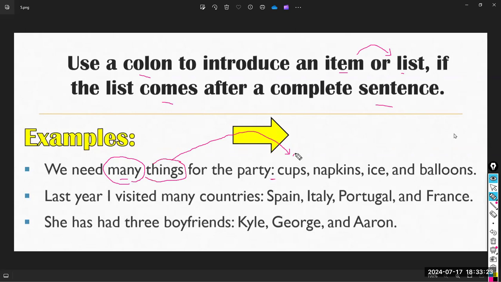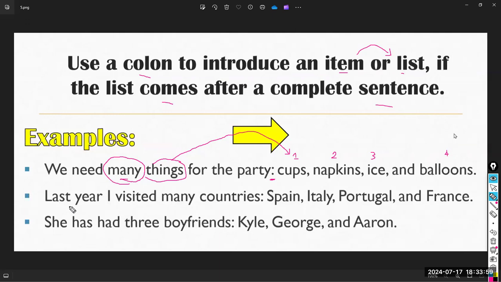So colon, number one, cups. Number two, napkins. Number three, ice. And finally, balloons. So these are the four items in a certain list. I said many things, and these are the things that I meant for the party. So notice that here I use the colon just to mention the things that I need for the party.